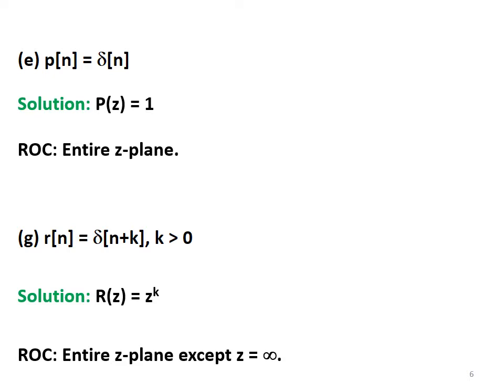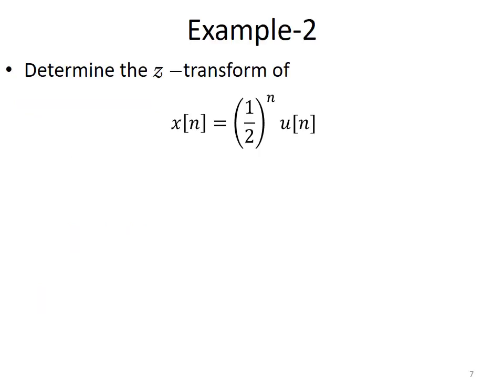When a sequence exists between negative and positive values of n, the region of convergence... In this example we are going to consider an infinite series. Let's see how we determine the Z transform of the sequence and what the region of convergence is. So, determine the Z transform of this signal x of n equal to 1 upon 2 power n into u of n, where u of n is a unit step function.